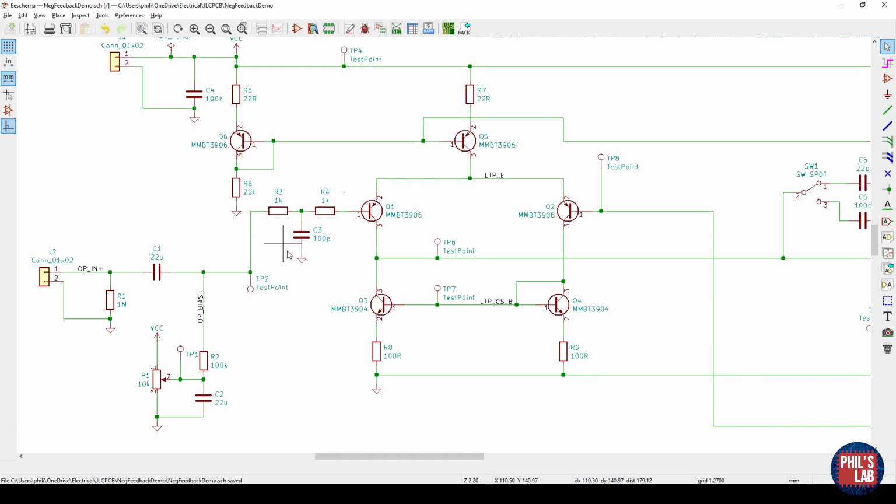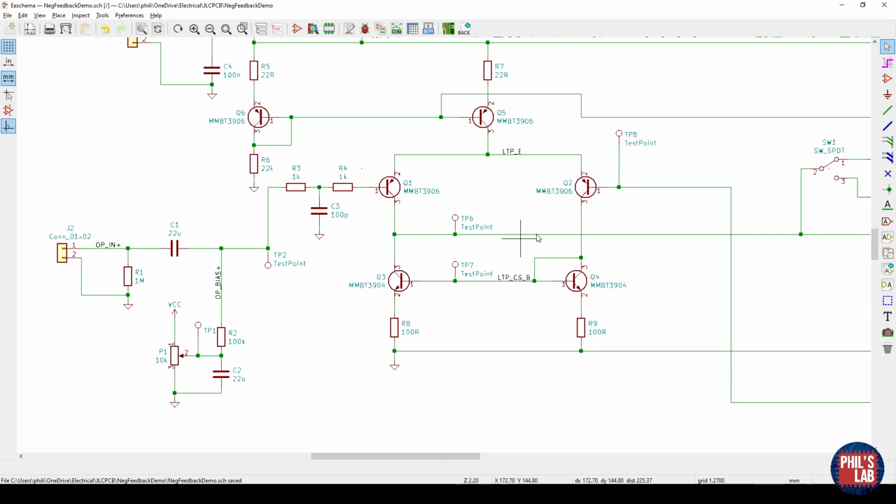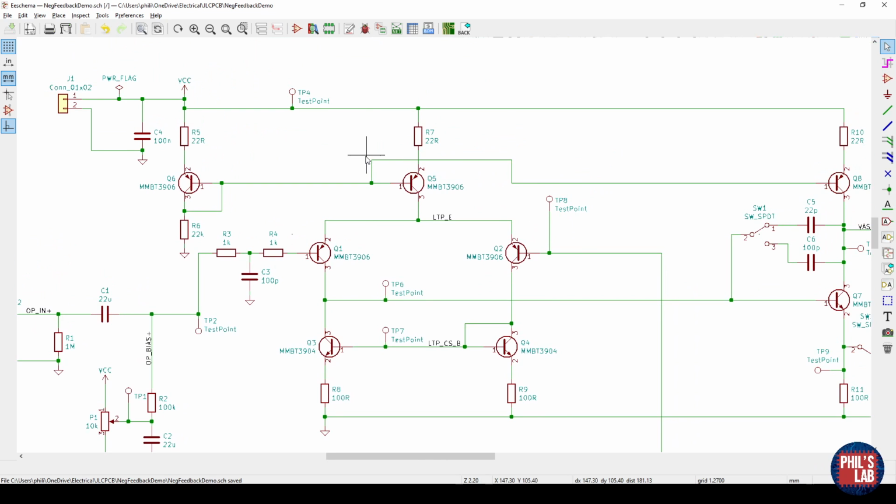I also have some small amount of RF filtering at the non-inverting input, as well as biasing, which we'll look at later. But this is essentially just a current source, the pair of bipolar transistors, as well as a current sink. So exactly what we saw in the block diagram.